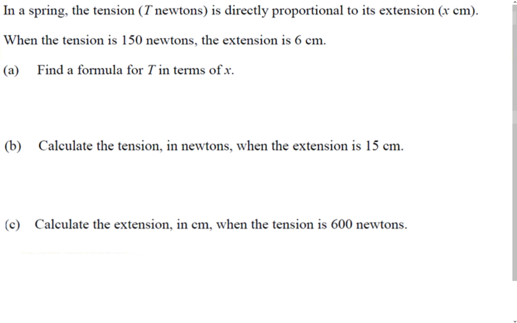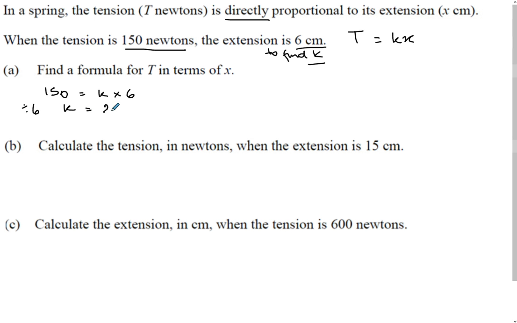In a spring, the tension, T newtons, is directly proportional to its extension x. So the first thing we write is T equals k times x, as simple as that. Then they'll usually give you both values so we can find the value of k. So we can write 150 equals k times 6. If we divide by 6, k will be 25.